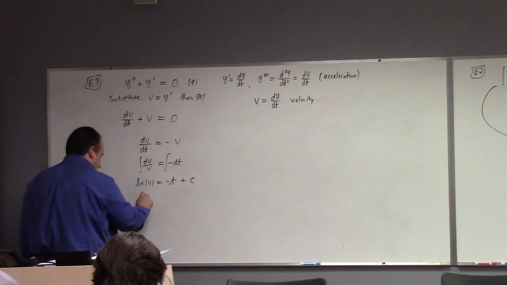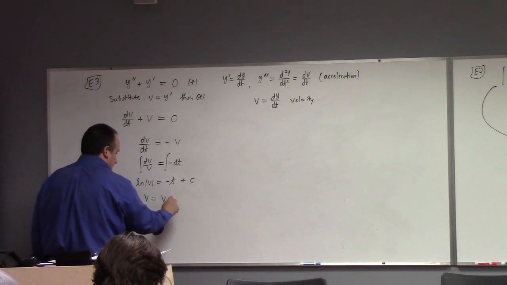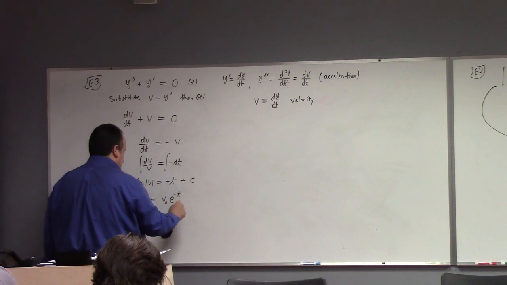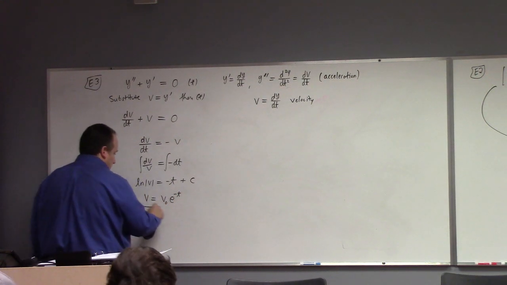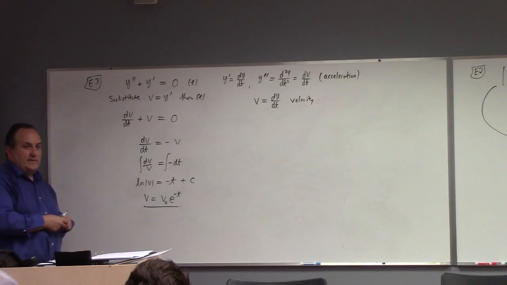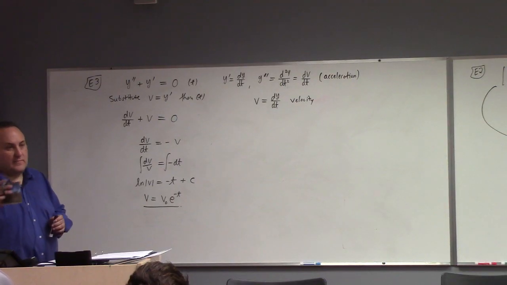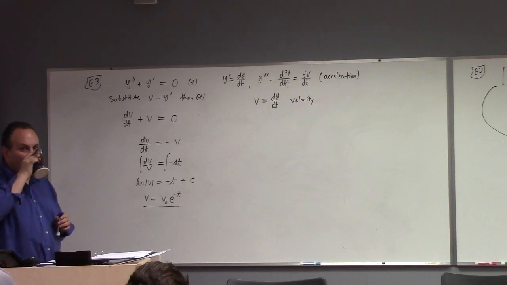Exponentiate this thing. We get v is equal to some constant, let me call it v naught, because why not? e to the minus t. Yeah, so there you go. That's not a solution to the problem star though. That's a solution to the substituted problem. How can I find y then?